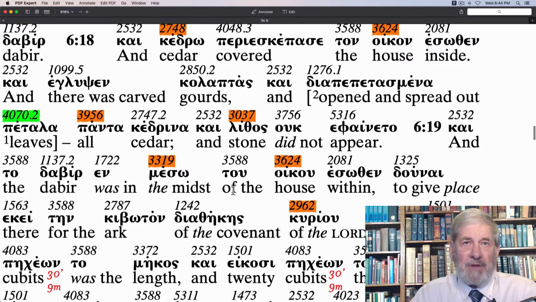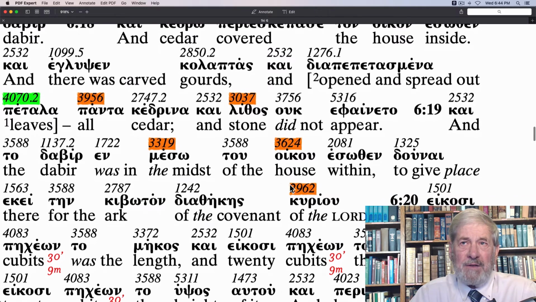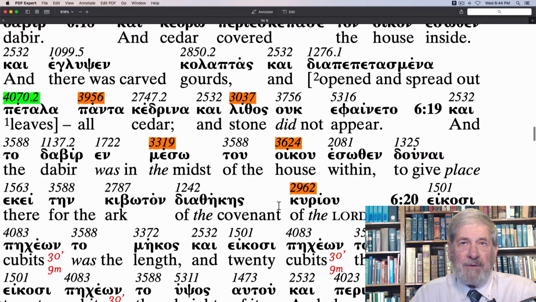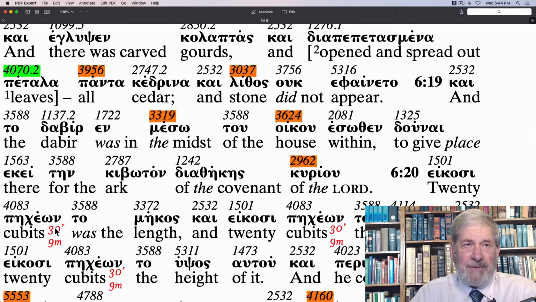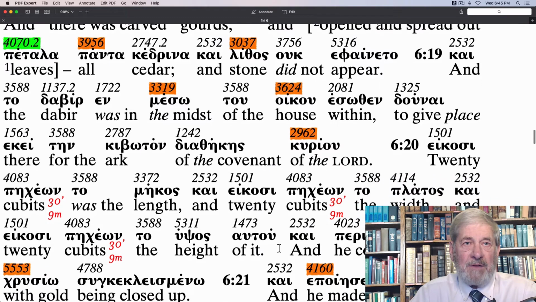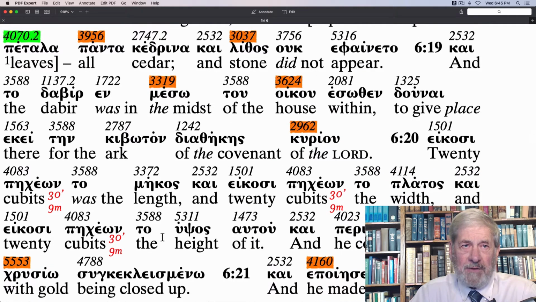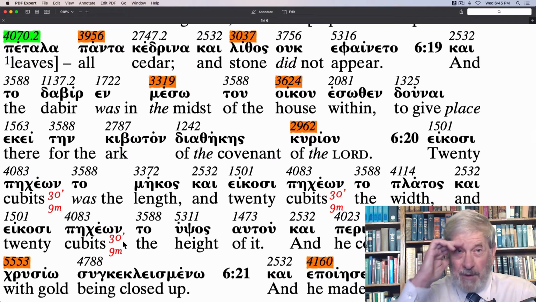And the Debir was in the midst of the house within, to give place there for the ark of the covenant of the Lord. 30 feet, so that's right, because we said before it was 60 and it was 90 all told, so that would give it 30 feet by 30 feet. So it was the whole width of the building and 1/3 of the length. And 20 cubits was the height of it, 30 feet. So that part of it went up to 30 feet, and there was 45, so it makes it 15. So it's pretty well up to the roof.